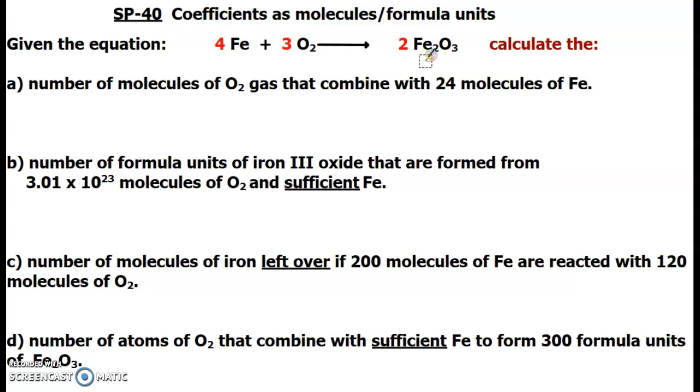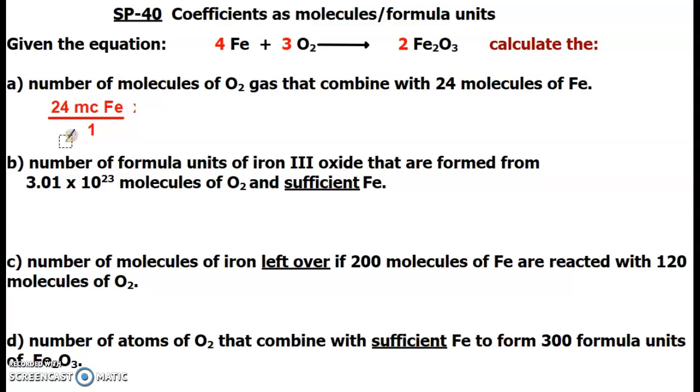All right, so question A says we want to know the number of molecules of O2 gas that combine with 24 molecules of Fe. Now you could probably just look at the ratio in the balanced equation and figure this out, but we're trying to do this using factor label because this is going to be one of our steps eventually when we get into the mass problems and the regular stoichiometry problems. But we always, if you remember, start with what we have and put it over 1. So right here, I'm going to start with 24 molecules of iron, and I'm going to put it over 1.